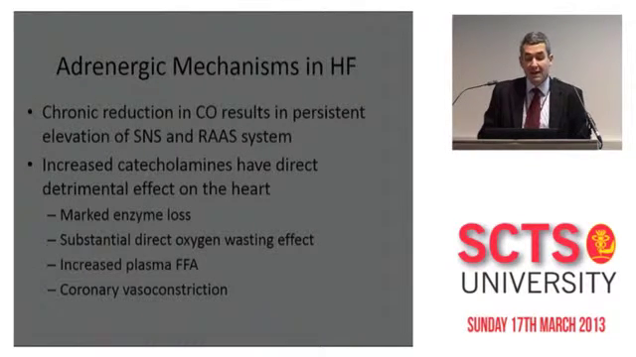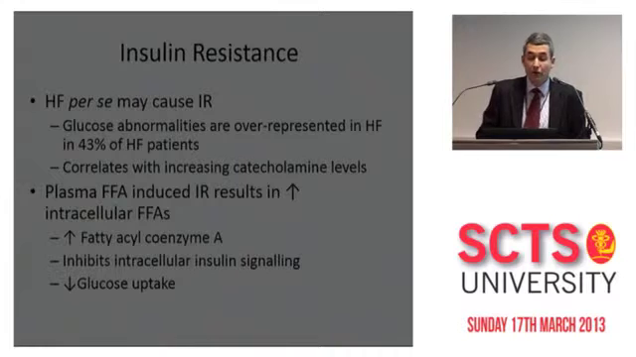So what we have in heart failure is a chronic reduction in cardiac output that obviously results in persistent elevation of the sympathetic nervous system and the renin-angiotensin-aldosterone system. And the increased catecholamines have a direct detrimental effect on the heart. It results in marked enzyme loss, a substantial direct oxygen wasting effect, increased plasma free fatty acids, and of course significant coronary vasoconstriction. There's also a degree of insulin resistance associated with heart failure.